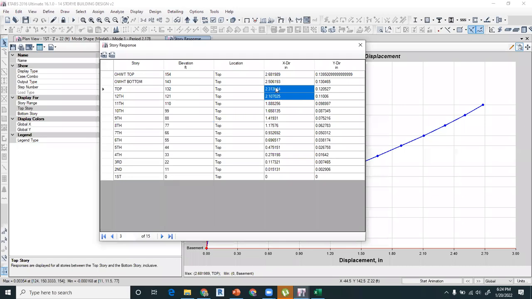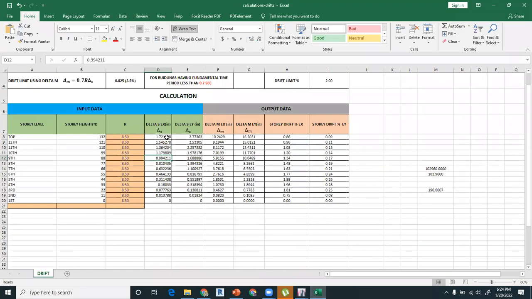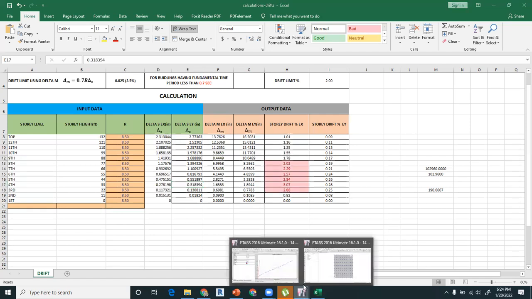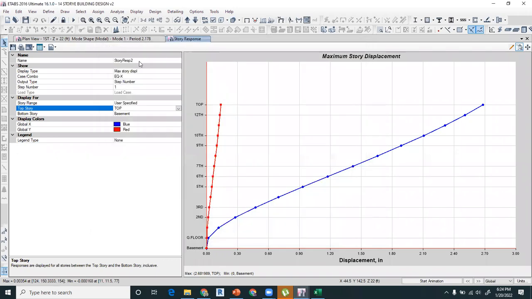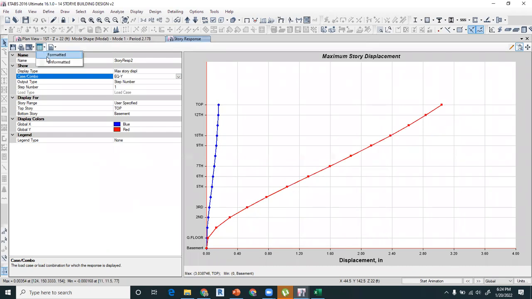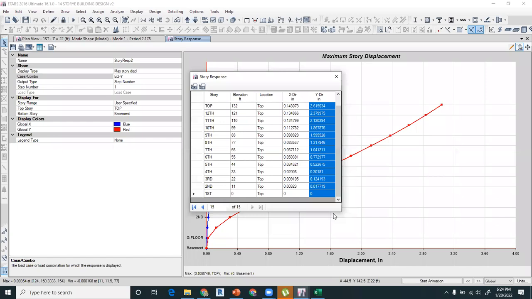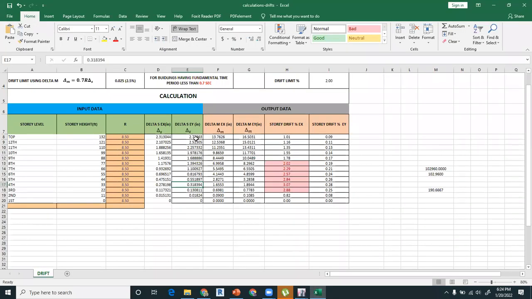So this is delta S for X direction. Control C. I have prepared this Excel sheet, so I will share it with you, right? So this is the delta S, and the next one is the delta Y. So we have to select earthquake Y, and again go to this formatted table, and this time you have to select delta 1.